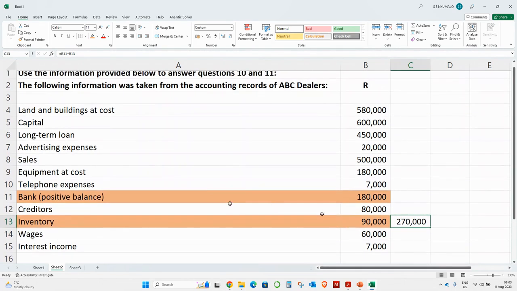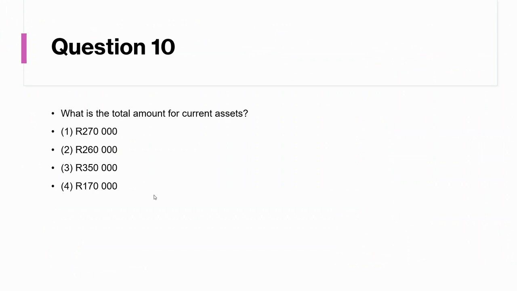Yeah, 270 are the only two current assets that we have. The reason why they told you it's a positive balance is that sometimes the bank balance can be a credit. In other words, you have an overdraft, you are owing the bank. So in this case, they told us it's a positive balance, so it's an asset. So the answer is 270.